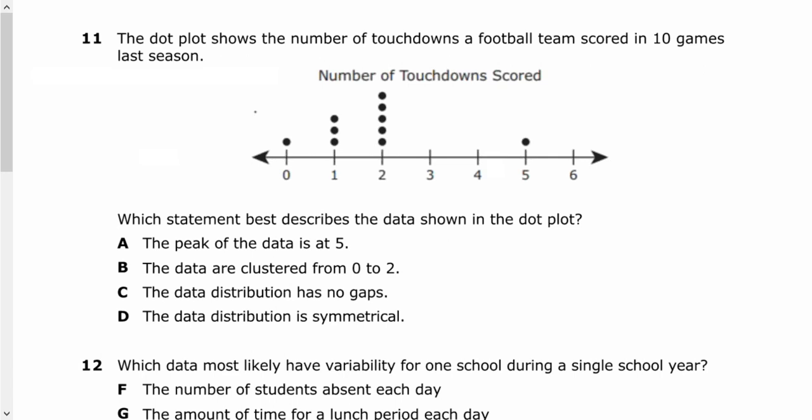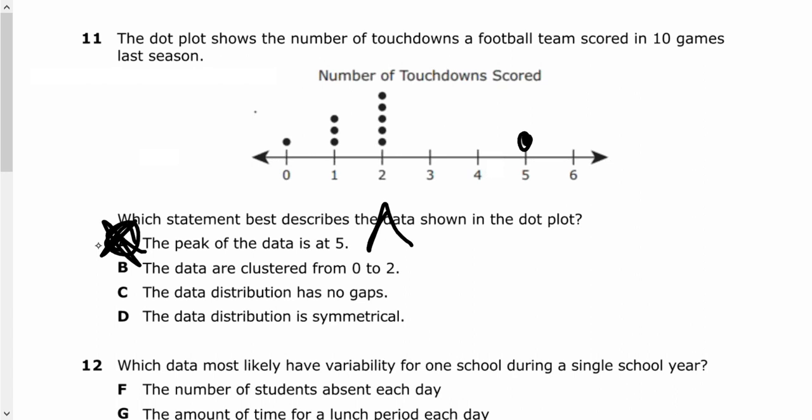Number 11, the dot plot shows the number of touchdowns a football team scored in 10 games last season. Which statement best describes the data shown in the dot plot? Okay, the peak of the data is at 5. So if you think about a peak is about a mountain, meaning it has to go up and back down. So at 5, we've already gone back down. There's no more data. There's nothing more to do. So that is not the peak, that is not my answer, A.